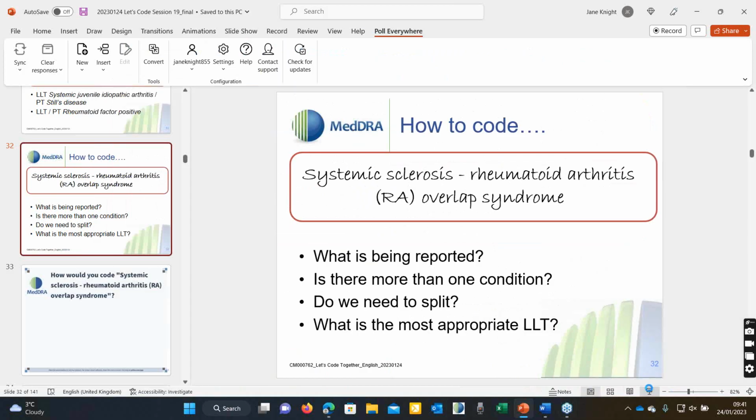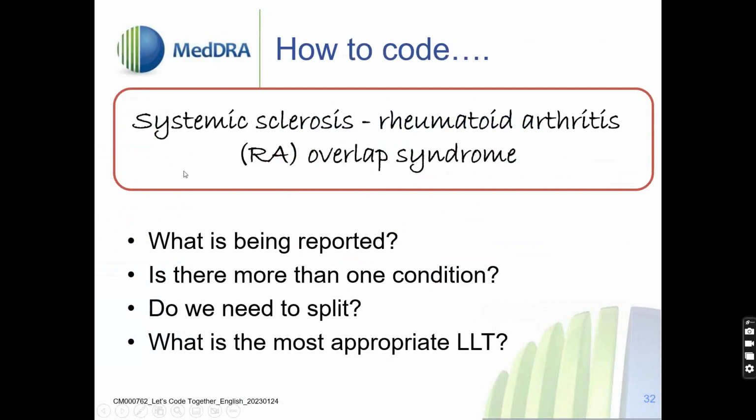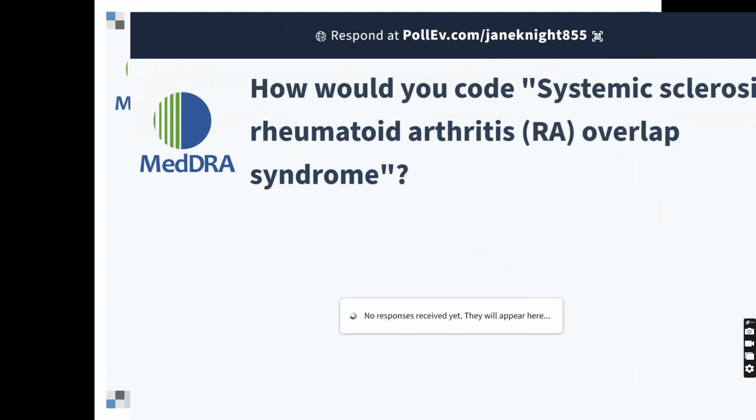So here we are. Staying with that theme, our next verbatim is systemic sclerosis - rheumatoid arthritis overlap syndrome. So what's being reported here? We seem to have two conditions, but we've got this overlap syndrome, which is something we hadn't come across before. So is there more than one condition reported here, or is this one condition? Do we need to split? And what would be the most appropriate LLT or LLTs here? So how would you code this one?